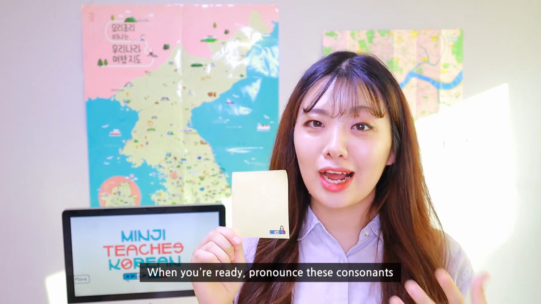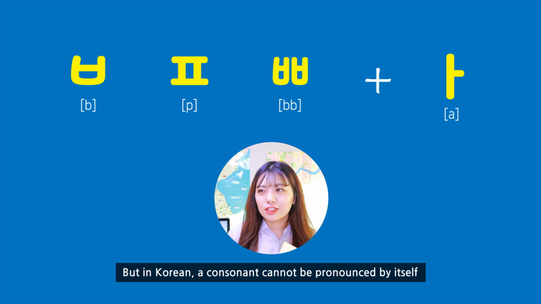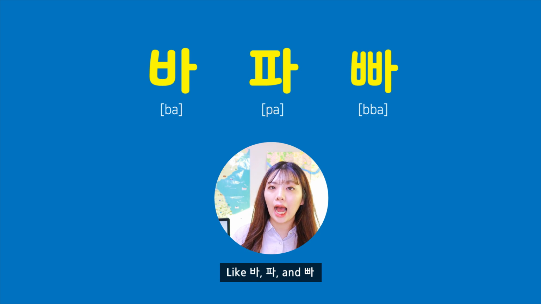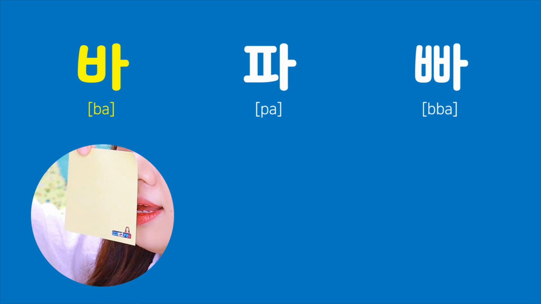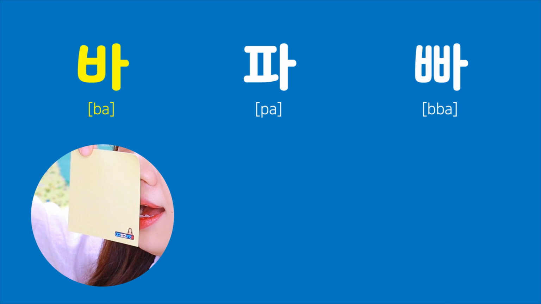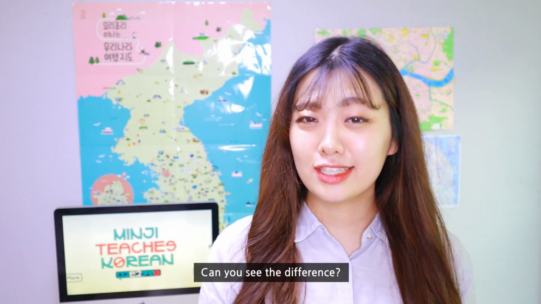When you're ready, pronounce these consonants. I will pronounce 브, 프, and 쁘, but in Korean, consonants cannot be pronounced by themselves, so I will put the vowel a right after them, like pa, pa, pa. Can you see the difference?